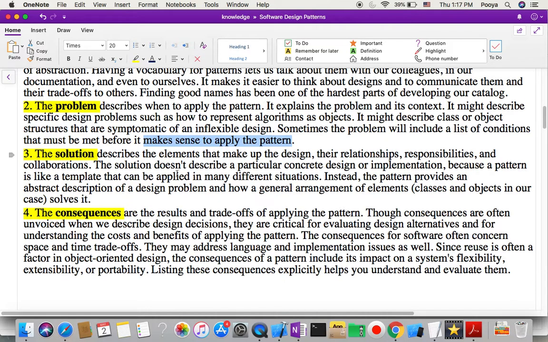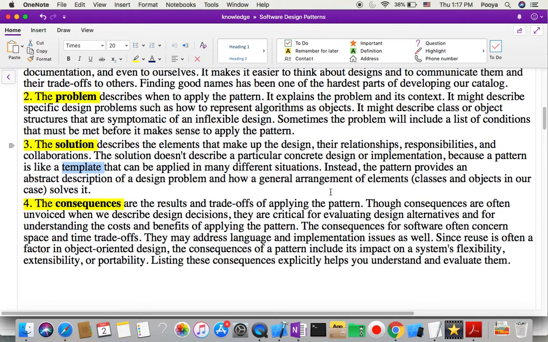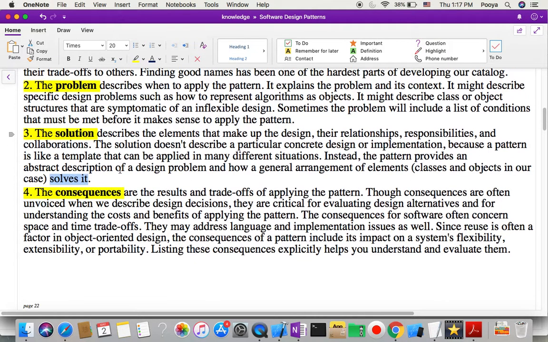And the other essential element, the solution. The solution describes the elements that make up the design, their relationships, responsibilities, and collaborations. The solution doesn't describe a particular concrete design or implementation, because a pattern is like a template that can be applied in many different situations. Instead, the pattern provides an abstract description of a design problem and how a general arrangement of elements, classes and objects in our case, solves it. Okay, so this is the solution.